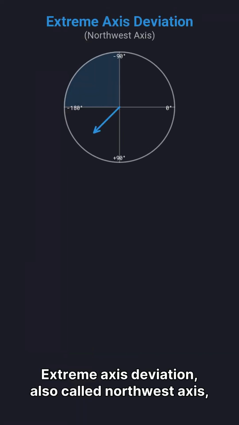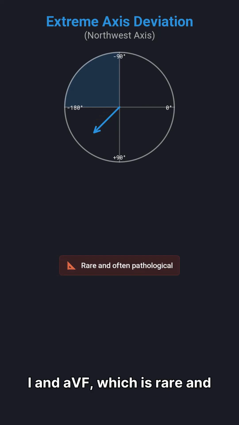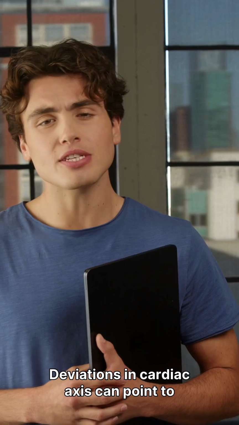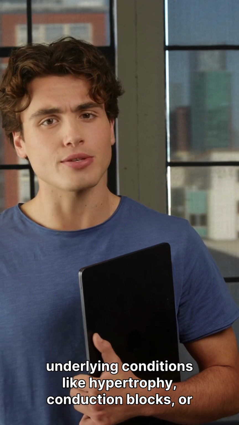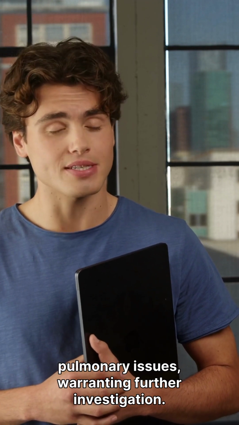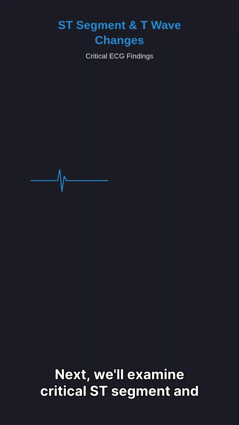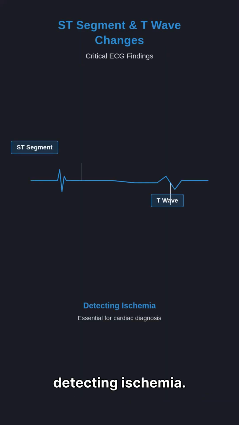Extreme axis deviation, also called northwest axis, shows negative QRS complexes in both lead I and aVF, which is rare and often pathological. Deviations in cardiac axis can point to underlying conditions like hypertrophy, conduction blocks, or pulmonary issues, warranting further investigation. Next, we'll examine critical ST segment and T wave changes, which are pivotal in detecting ischemia.